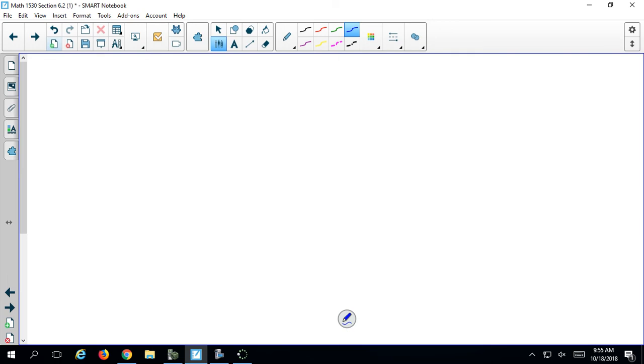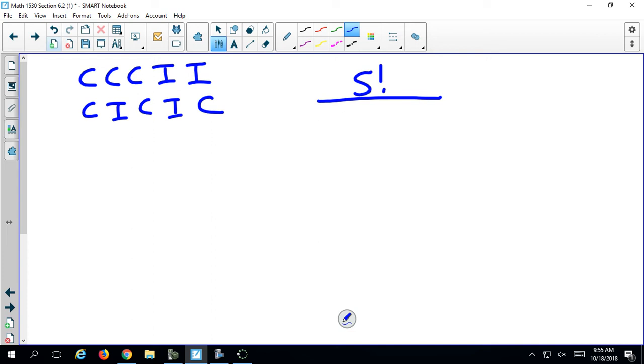So I'm recording the screen. I didn't record this, so I need to go back and write it down. So I'm going to write it down on the board here. That's one way. Here's another way. There are 5 of them, but some of them are identical. So there are 3 C's and 2 I's. Right.